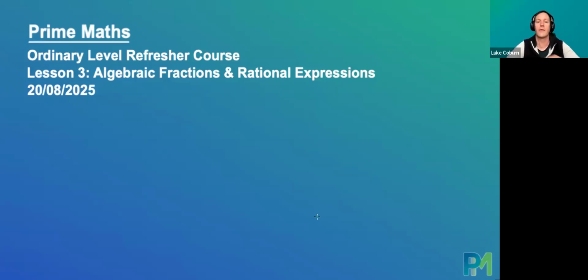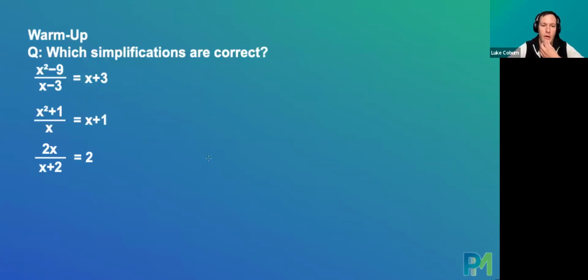Today we're going to be talking about algebraic fractions and these rational expressions. Okay, so the algebraic fraction is going to look like this. It's going to be a fraction, but it's going to have these algebraic denominators and numerators. So instead of something like 2 over 3, we're going to have something like x squared minus 9 over x minus 3 and so on.